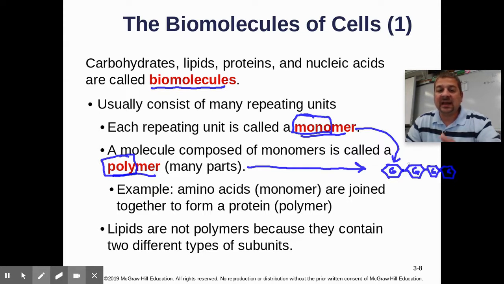And think of them as like letters in an alphabet. You have 26 letters. How many words can we make? Lots and lots and lots. So depending on how many and what order you join them together, it makes very different polymers. Lipids, we don't always consider polymers because their subunits are not a repeating pattern of something. Sometimes they have very different kinds of subunits, but we'll take a look at that in the lipids video.